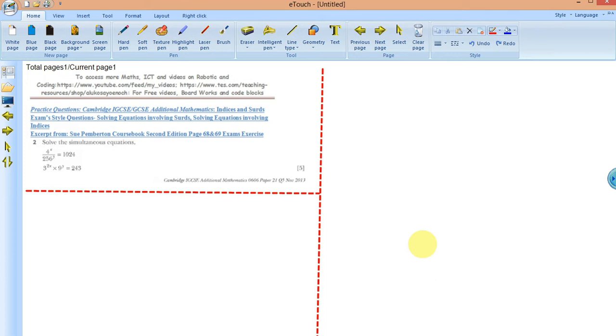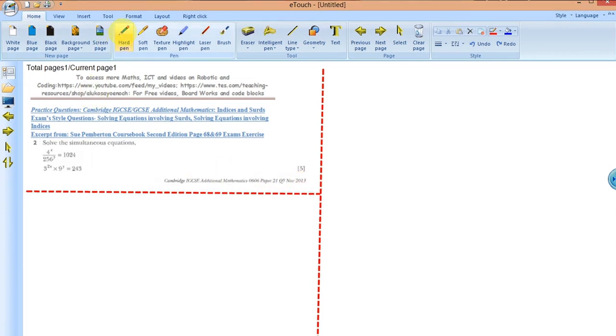Okay guys, in today's session we shall be taking a look at an IGCSE exam style question, additional math 0606. You can see that this is paper 2-1, question 5, November 2013. So let's get started with the very first question, guys.